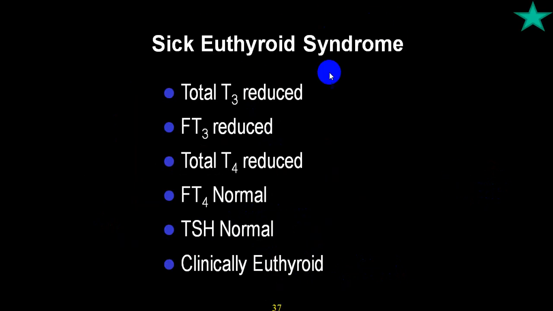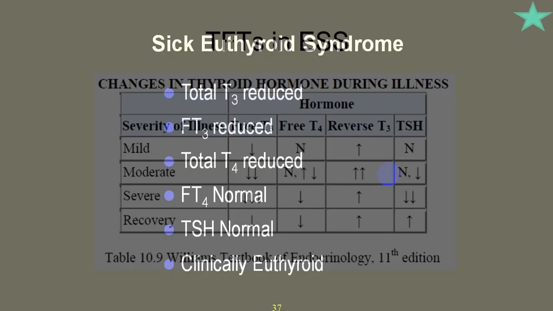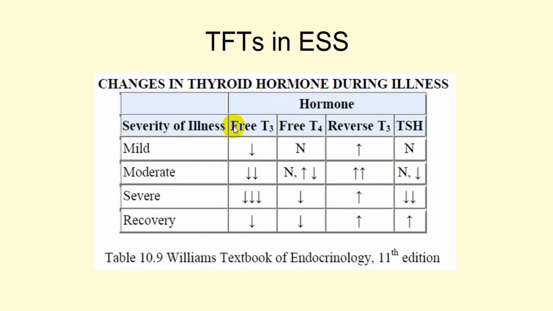So in sick euthyroid syndrome, total T3 is reduced, free T3 is reduced, T4 is also reduced a good number of times, free T4 may be normal and TSH is normal. And clinically, the person does not have any symptoms or signs of hypothyroidism. This is called sick euthyroid syndrome, which you can come across very frequently, which can be mild, moderate or severe, or the person is in a recovery stage, and depending upon that, you can have a change in TSH level.